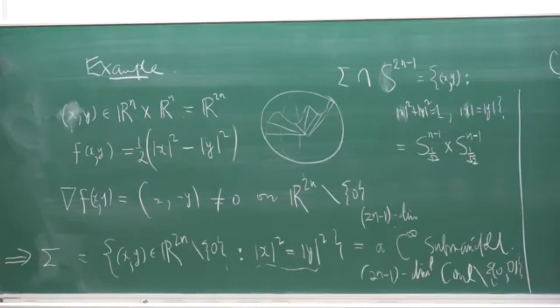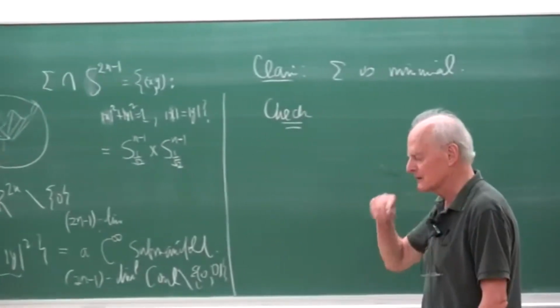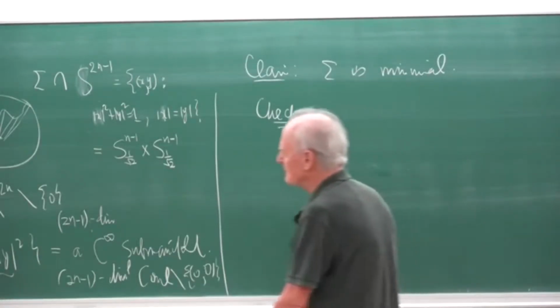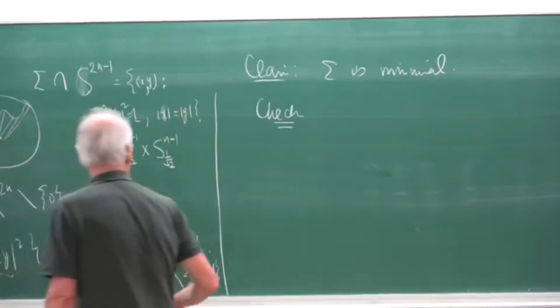So that's what the thing looks like. Now I'm claiming this is minimal, so let's check that. We've got to compute the mean curvature. Well, that means we've got to compute the second fundamental form, right? So that involves computing the, you remember how we computed the second fundamental form?